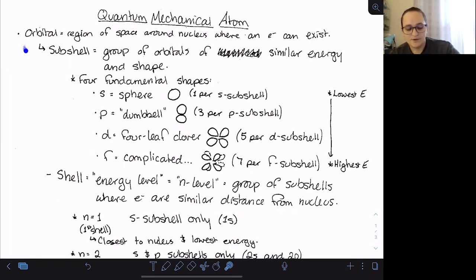So orbitals are grouped into subshells. Subshells are grouped into shells, which are also frequently referred to as energy levels or sometimes N levels. These are just a group of subshells where the electrons are all a similar distance from the nucleus. So we group orbitals into subshells by shape and energy. We group subshells into shells according to distance from the nucleus, where our electrons are being held.